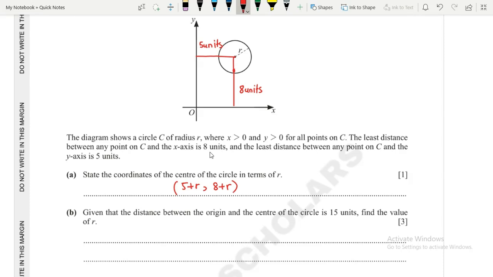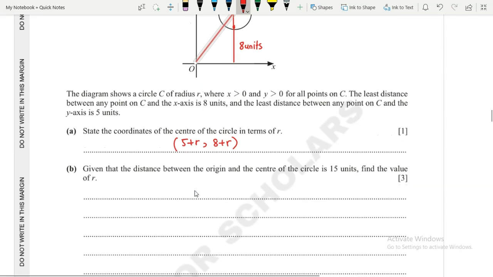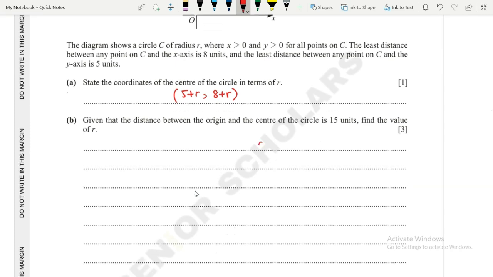Given that the distance between the origin and the center of the circle is 15 units, find the value of r. So they have given you the distance between the origin and the center of the circle. They are talking about this distance. For example, we know the center because we have found it in terms of r. The center is 5 plus r and 8 plus r, and the origin is 0, 0. We can find the distance using the distance formula.